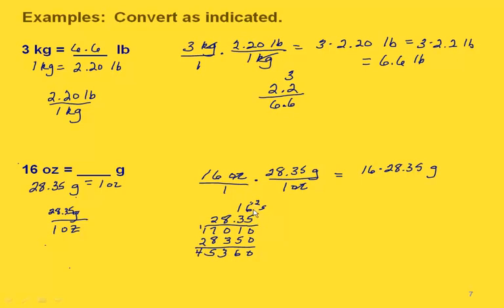Here's our initial product, and again we had no decimal places in this factor and 2 in this factor, so we would have 2 in our product. So we get 453 and 60 hundredths of a gram, or we could write this as 453 and 6 tenths of a gram.